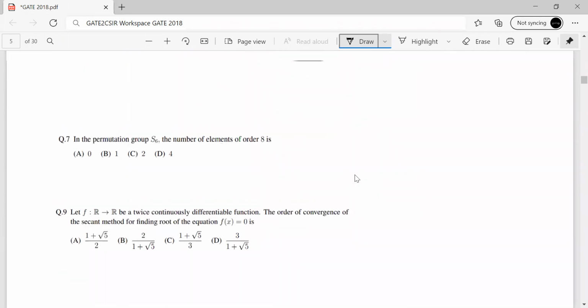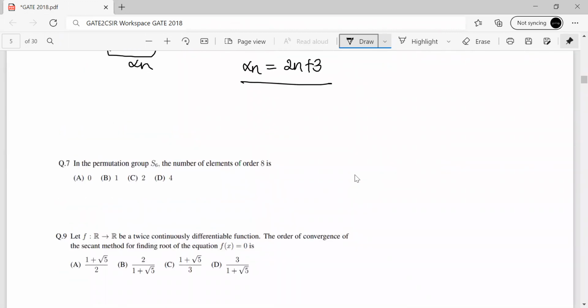Now let's solve question number 7. What it says: in the permutation group S6, the number of elements of order 8. Okay, so such problems are quite easy. Remember this trick to solve such problems. Just remember this result.